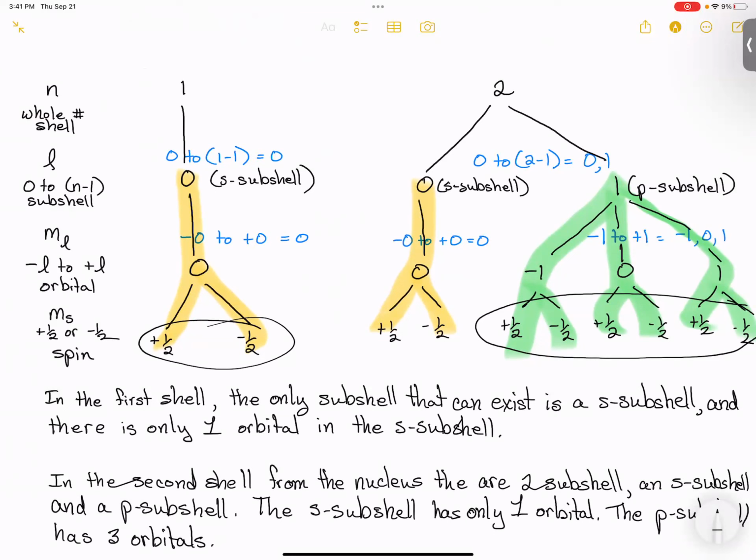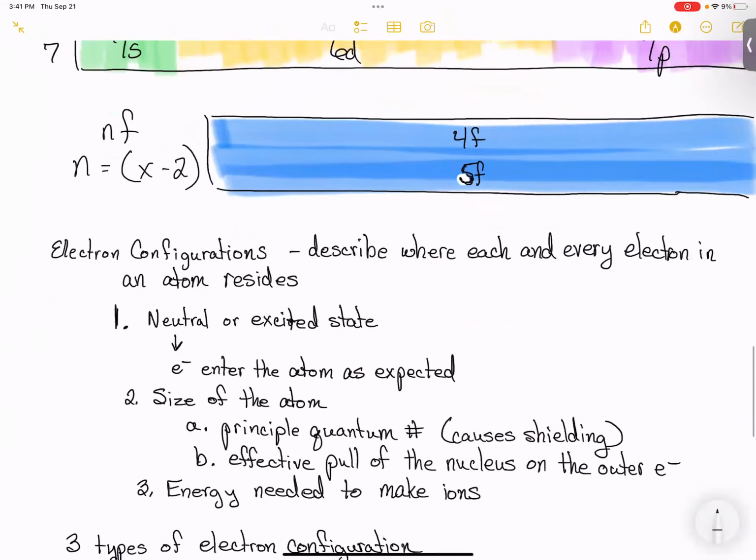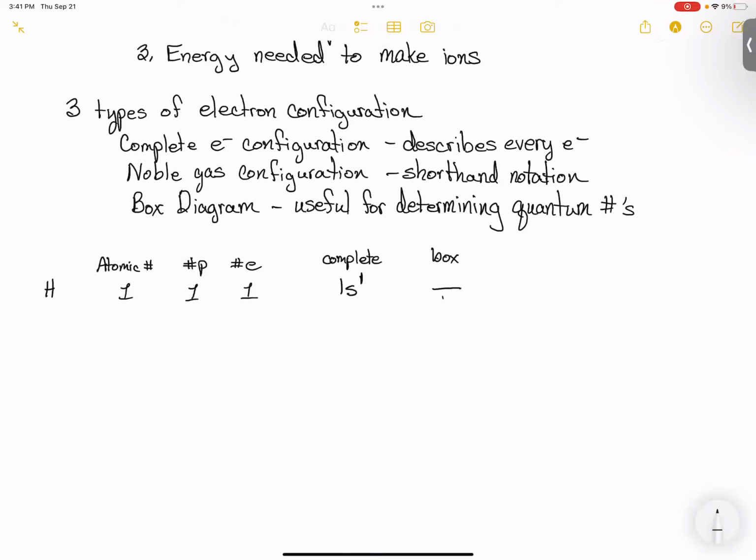How many orbitals were in the 1s? In other words, how many numerical values are in the 1s? Orbitals. You have it, 1. So down here, when we do the box diagram, we're going to draw 1 line, and we're going to label it as our 1s.